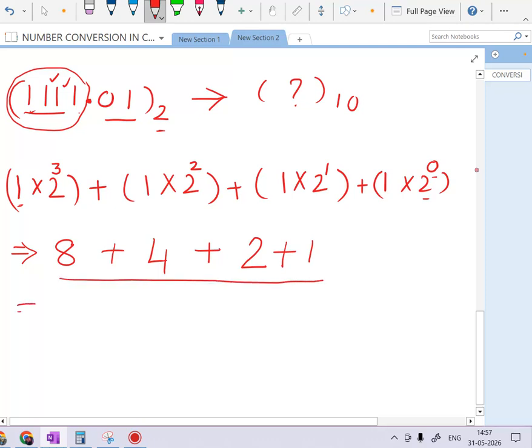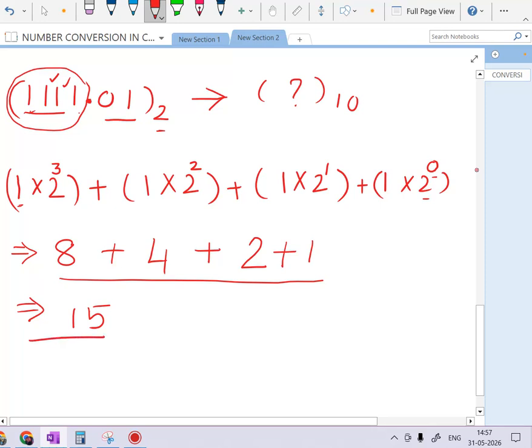If you want to add it, finally you add it. So 8, 4, 12. 12 plus 2, 14. 14 plus 1 will be 15. So note it down. This much you have solved.